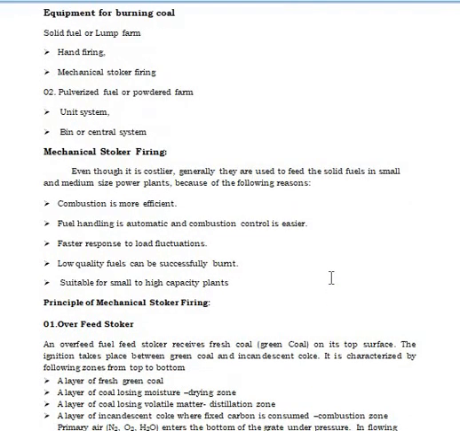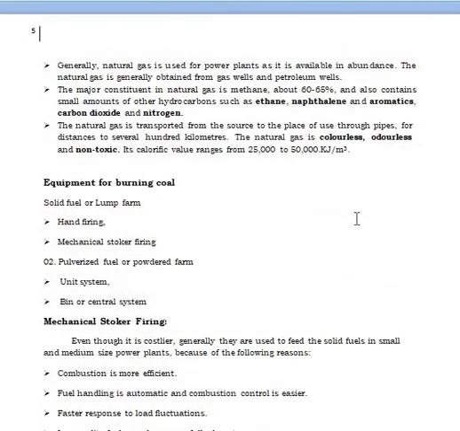Next, we'll be discussing equipment for burning coal. What are the equipment for burning coal? For solid fuel or lump form, there is stoker firing, mechanical stoker firing. For pulverized fuel or powdered form, there is the unit system and bin system. As I said in the previous class, we have discussed the unit system and bin system. So we can go ahead with mechanical stoker firing.